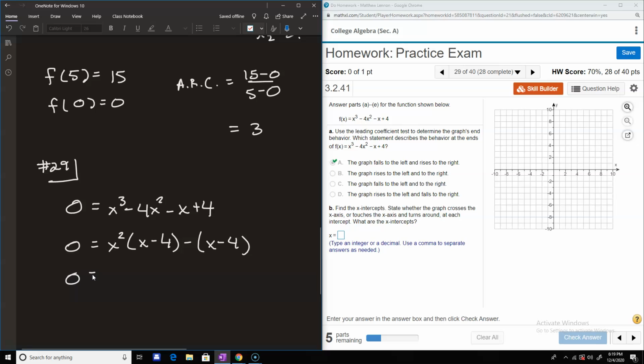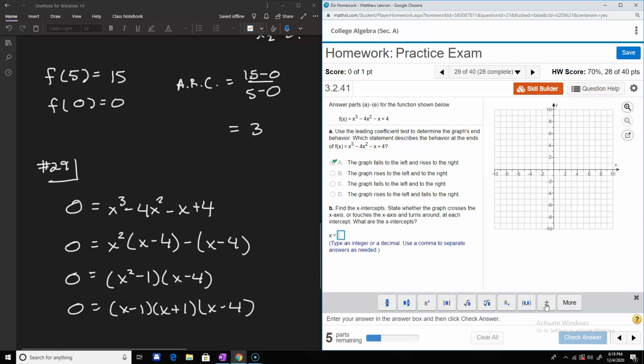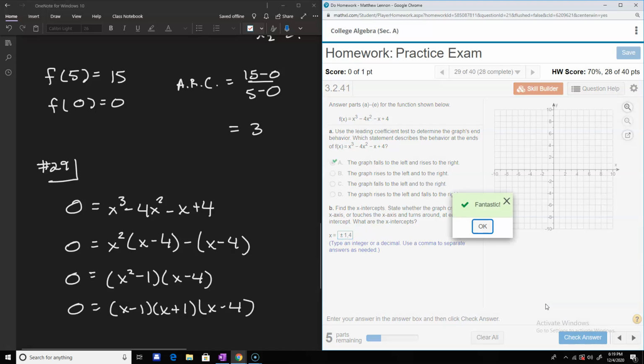So we see this factors into x squared minus 1 times x minus 4, and that will factor into x minus 1 times x plus 1 times our x minus 4. So we have plus and minus 1 as x-intercepts, and we also have positive 4. So those are our 3 x-intercepts.